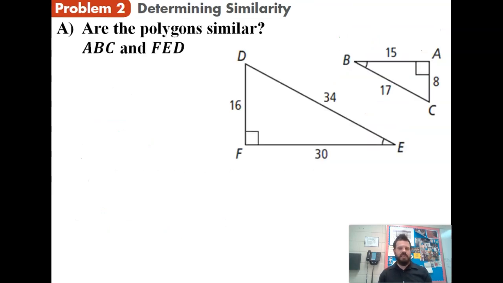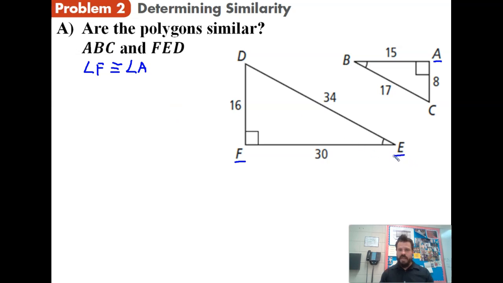Next thing we're going to do is determine whether or not we're looking at similar figures. So problem 2, part A says, are the polygons similar? We want to know if triangle ABC is similar to triangle FED. Well, to figure that out, we need to check all the angles and see if they're congruent, and then all the sides to see if they're proportional. So let's start with the angles. It looks like both F and A are right angles. So we have angle F is congruent to angle A.